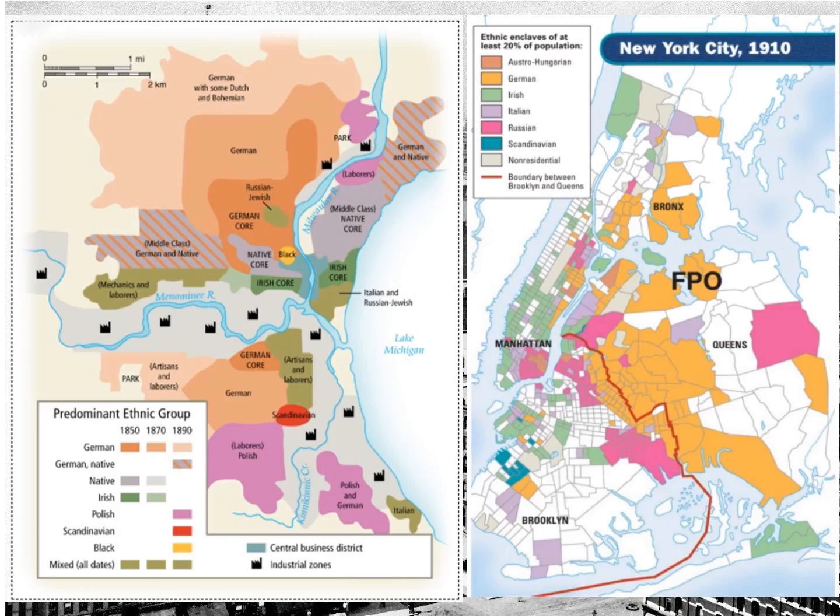New York is another tapestry. You have huge chunks that are German neighborhoods, Irish neighborhoods in Manhattan, Russian neighborhoods in Lower Manhattan. Of course, this is all mixed up.